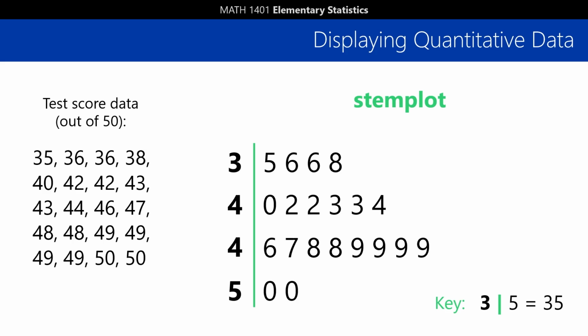Sometimes if a stem plot gets too unwieldy, we can divide it a bit further. Here we've divided the scores in the 40s so that everything from 40 to 44 is in one row, and everything from 45 to 49 is in another row.